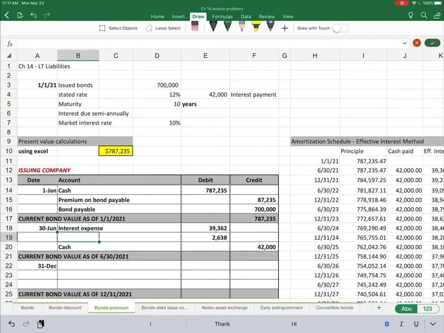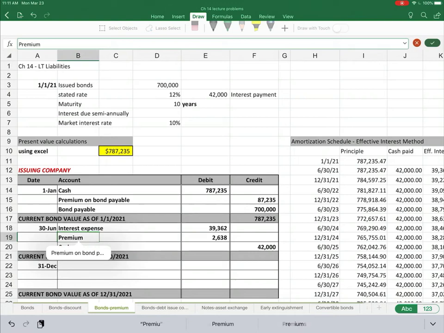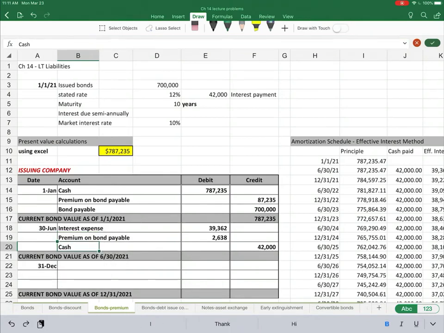And that debit is what we are using essentially to amortize or adjust our premium on bond payable. So again, with the premium, we start with a credit. It's actually increasing the overall value of our bond. And then over time, what we're going to do is start to amortize a little piece of that premium.